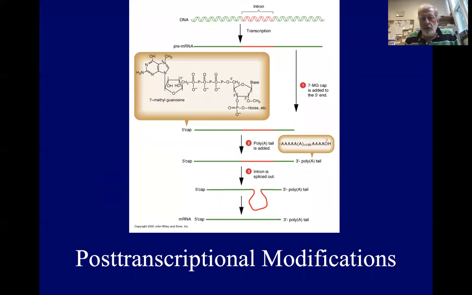And this kind of shows all three of them occurring: the 5' cap, the poly A tail at the 3' end, and then intron removal. I guess here the introns are in red. That red and green I have really trouble distinguishing, being red-green colorblind and all. Okay, the 5' cap.